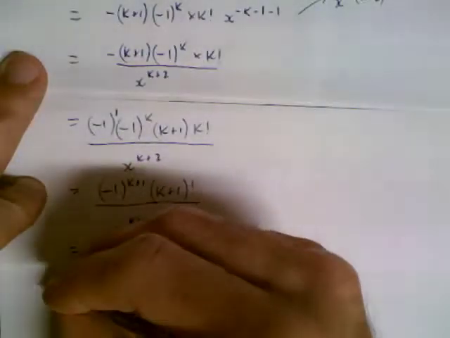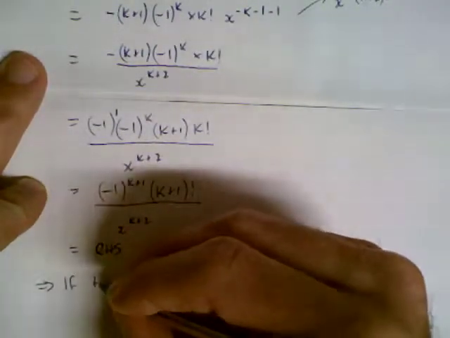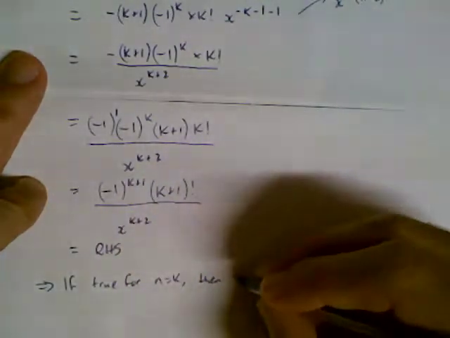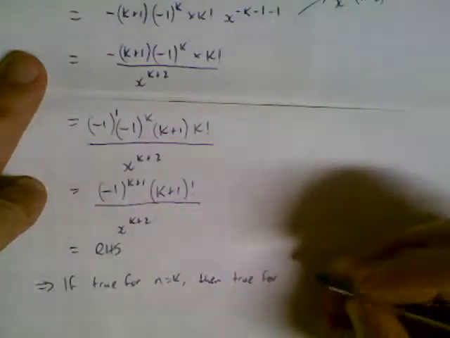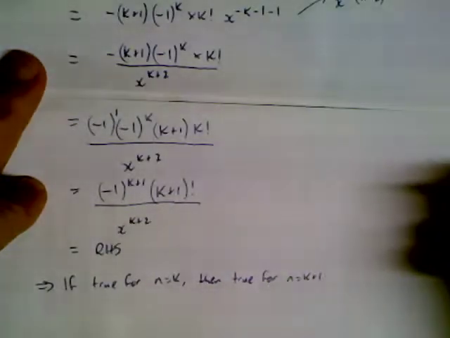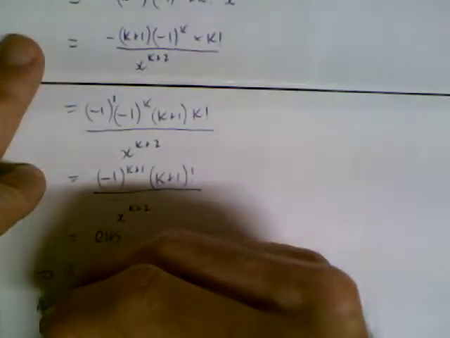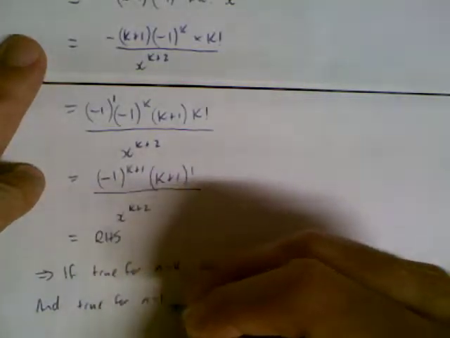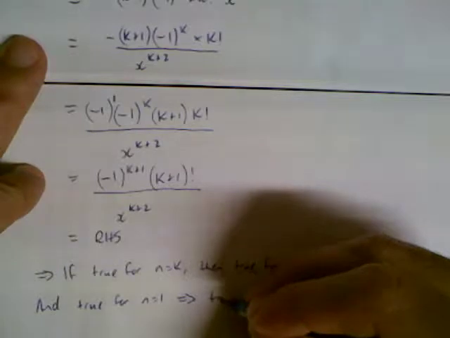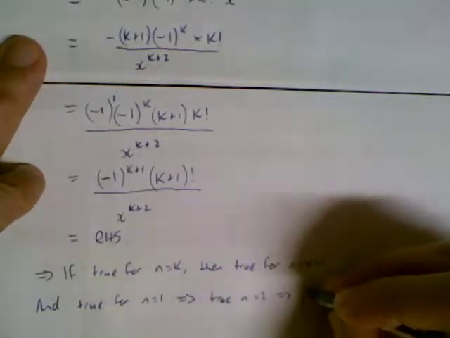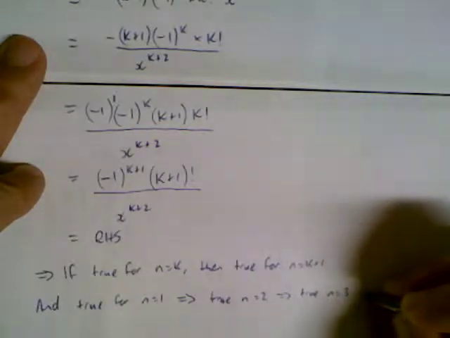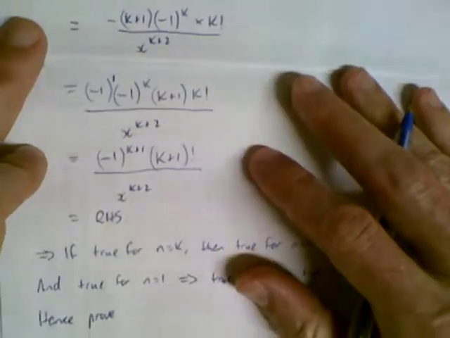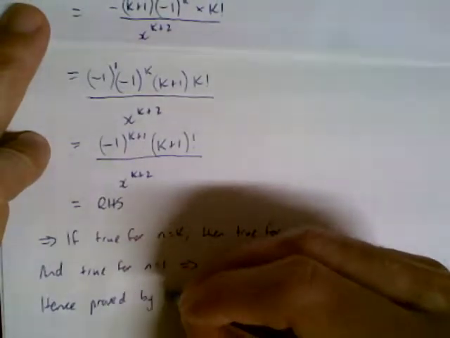Okay, so which implies if true for n equals k, then true for n equals k plus 1. And we already know that it's true for n equals 1, which implies true for n equals 2, which implies true for n equals 3, and so on. Hence proved by induction.